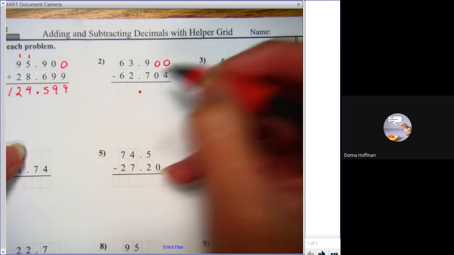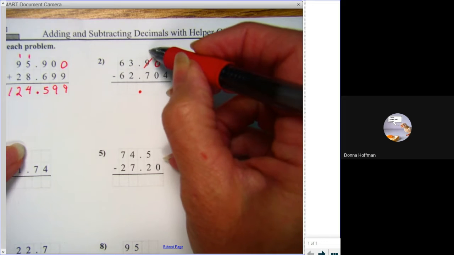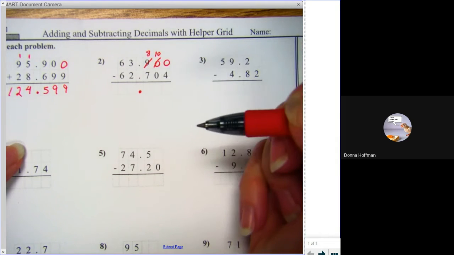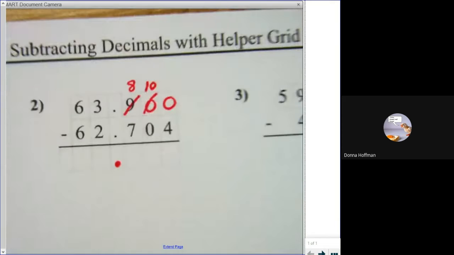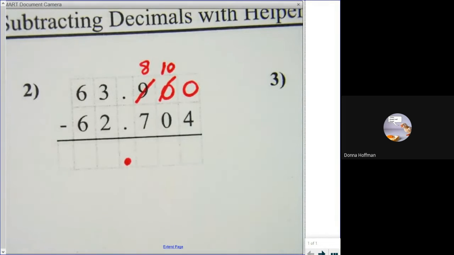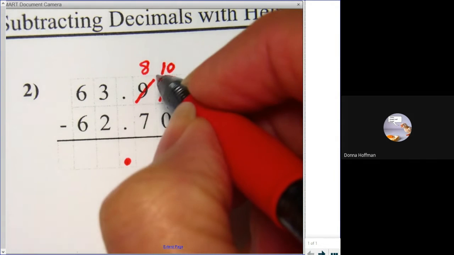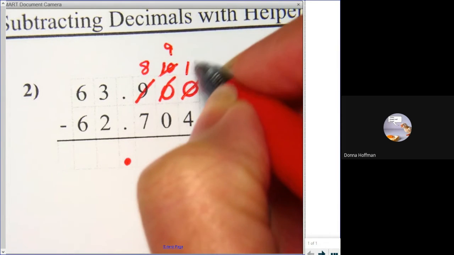I'm going to place my decimal so I don't forget it. This 9 now becomes an 8. When you do that, it takes 10 from that column and brings it over here. So that 0 is no longer a 0. It's now a 10. Let me zoom in. Now I have something that I can borrow way over here. The 10 becomes a 9, and this 0 becomes a 10.